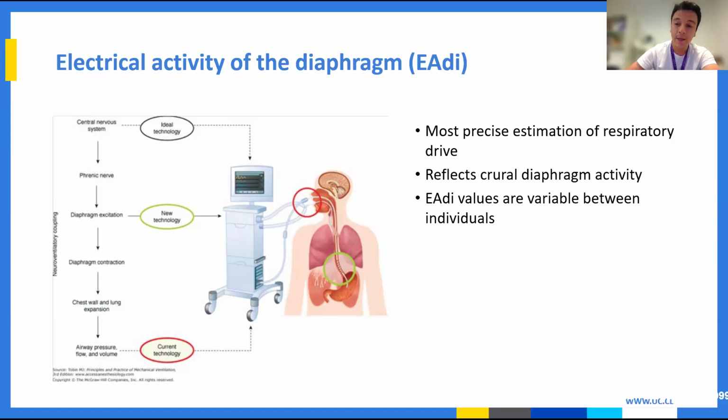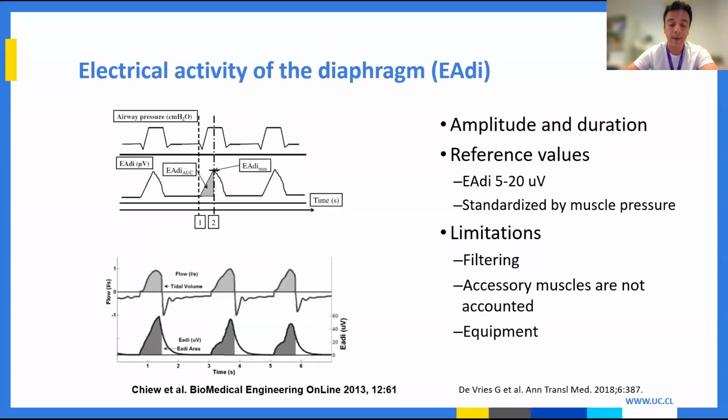So every time that we have the chance to put an EDI catheter, we need to be aware that we can measure amplitude, so the peak minus the baseline value, but we can also have the duration of the contraction, and also we can calculate the area under the curve to estimate different efforts.